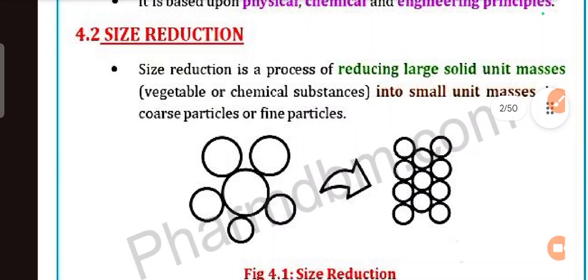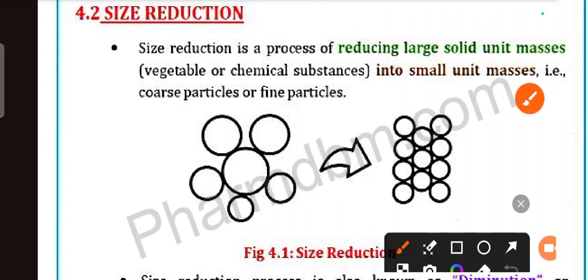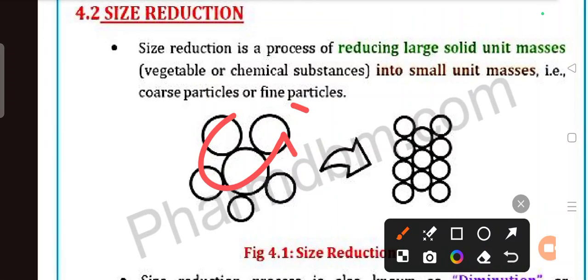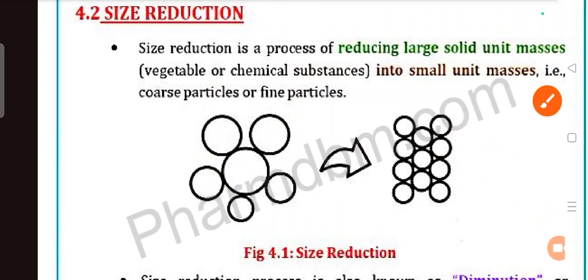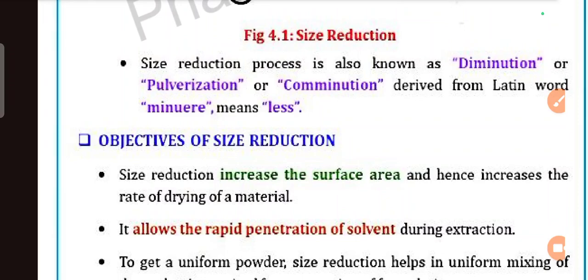Size reduction. Size reduction is a process of reducing large solid unit masses, vegetable or chemical substance, into small unit masses, coarse particles or fine particles. ये दिखाए गए हैं कोर्स पार्टिकल और ये फाइन। Size reduction process is also known as comminution or pulverization, derived from Latin word minor, means less.